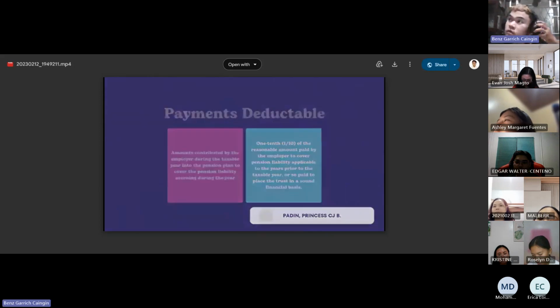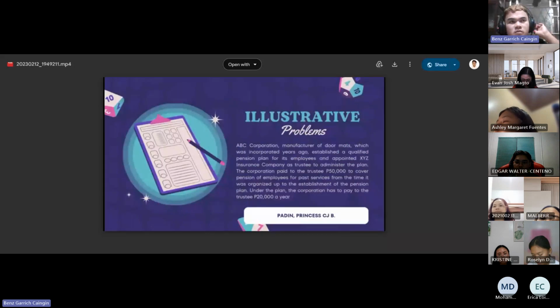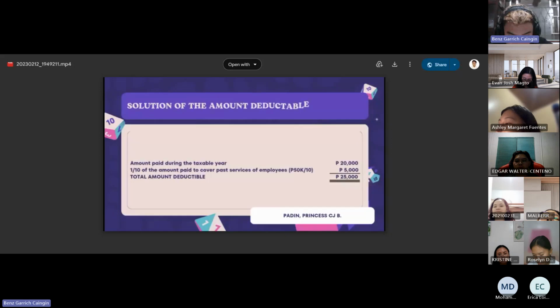To give an example, ABC Corporation, a manufacturer of doormats, which was incorporated years ago, established a qualified pension plan for its employees and appointed XYZ Insurance Company as trustee to administer the plan. The corporation paid to the trustee 50,000 pesos to cover pension of employees for past services from the time it was organized up to the establishment of the pension plan. Under the plan, the corporation has to pay to the trustee 20,000 pesos a year. The amount deductible is computed as follows.